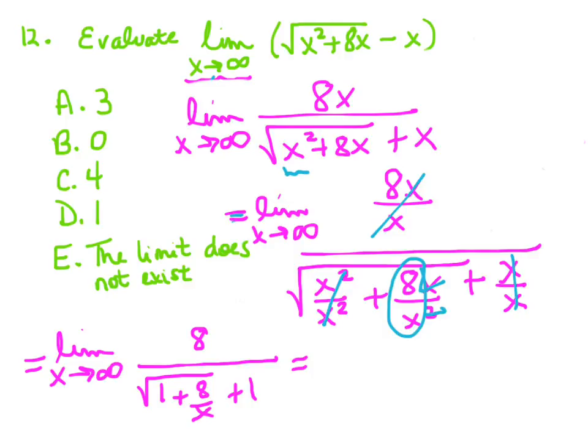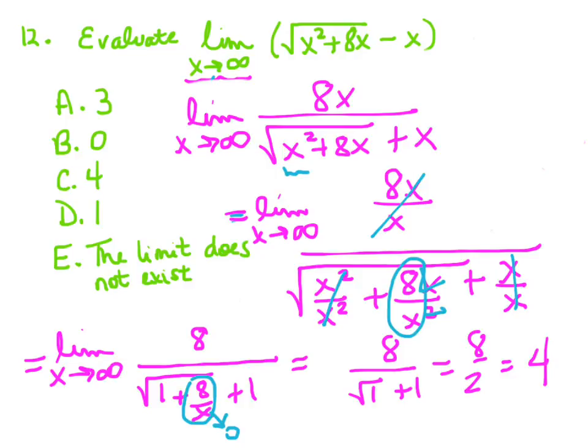Now remember, I'm thinking about this as x goes to infinity. So I have this expression here, 8 over x. Well, if my denominator x is going to infinity, if my denominator is getting infinitely large, that means that my fraction is getting smaller and smaller and smaller, and it is going toward 0. So that zeroes out that term, and what I'm left with is 8 over the square root of 1 plus 1, which is 8 over 2, or 4. And the correct answer is C, 4.